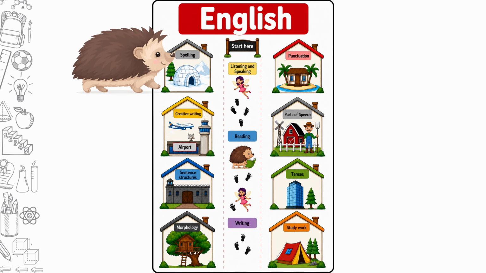The next letter of the alphabet, the letter C, we're going to decide which house we are working in at the moment. Everyone, move your Einstein to the spelling igloo because we are dealing with phonics and spelling at the moment.